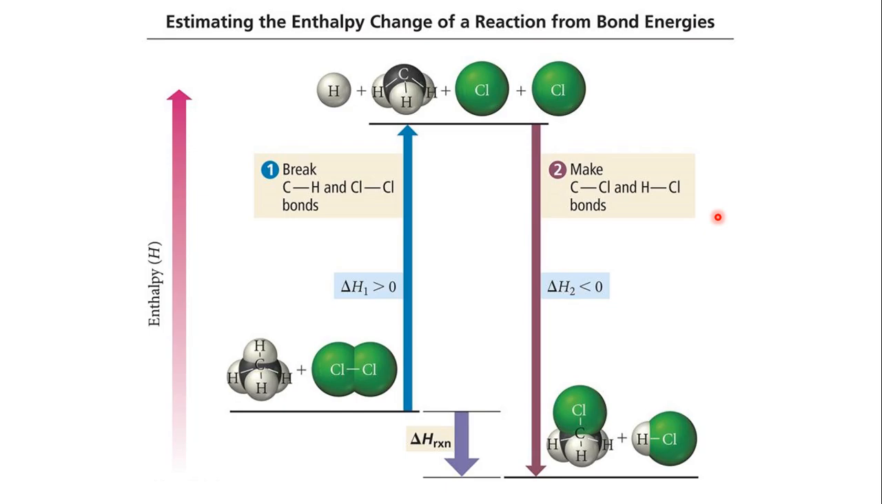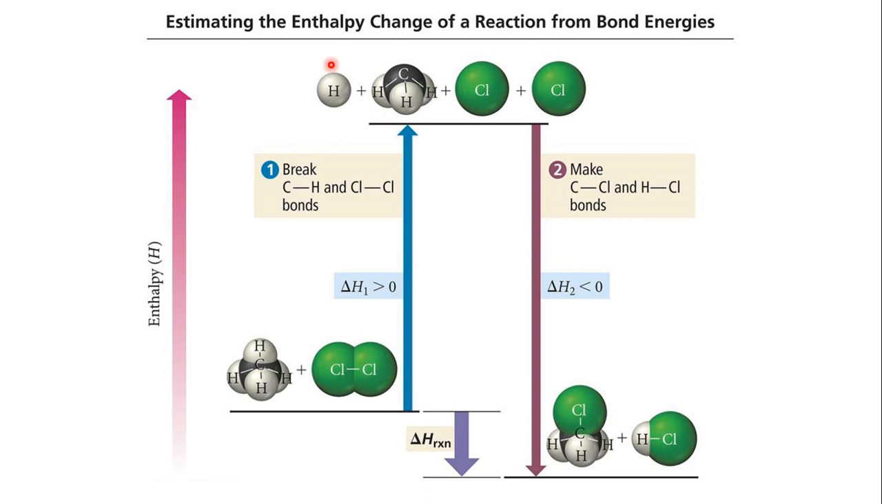And let's see how we can actually plot this graphically. So we have CH4, which is methane, plus chlorine gas. What this schematic is showing you is that you're breaking one carbon-hydrogen covalent bond, and you're breaking a chlorine-chlorine covalent bond. You're breaking bonds, and this takes energy, so delta H is positive for this step.